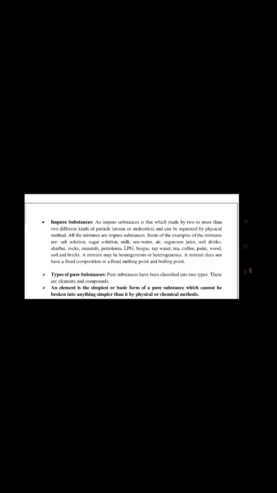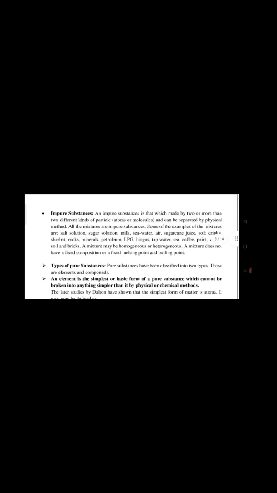A mixture may be homogeneous or heterogeneous. Homogeneous means the substances are properly mixed throughout the mixture, and heterogeneous means two or more substances cannot be properly mixed. Sugar water solution is homogeneous, while sand water solution is heterogeneous. A mixture does not have a fixed composition or a fixed melting point and boiling point.